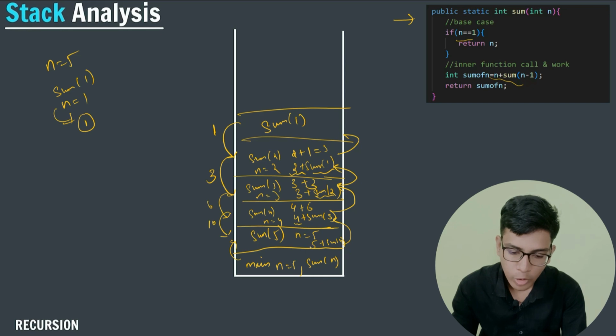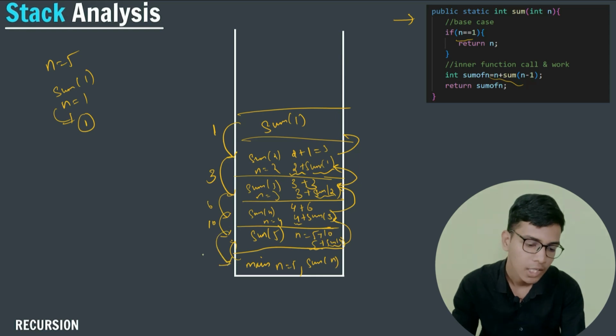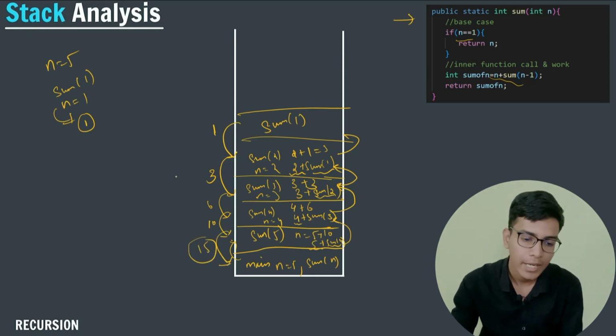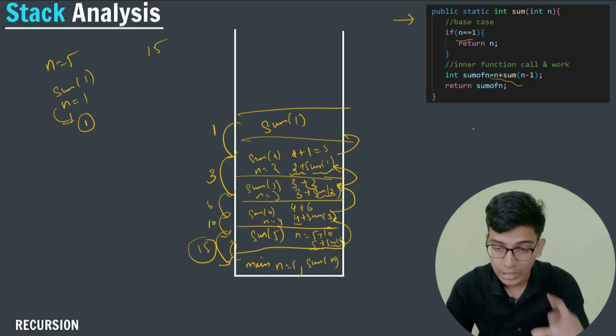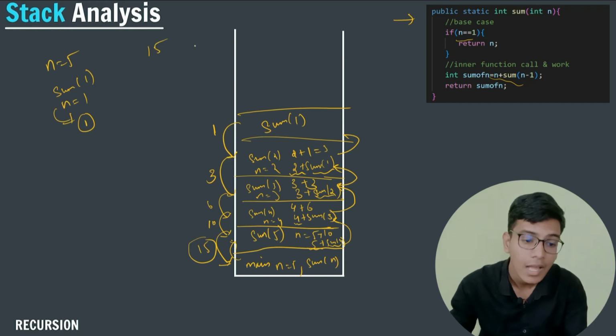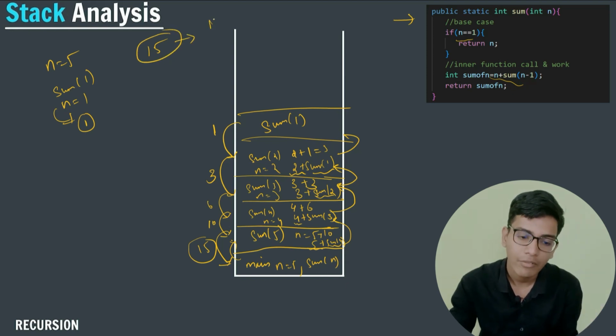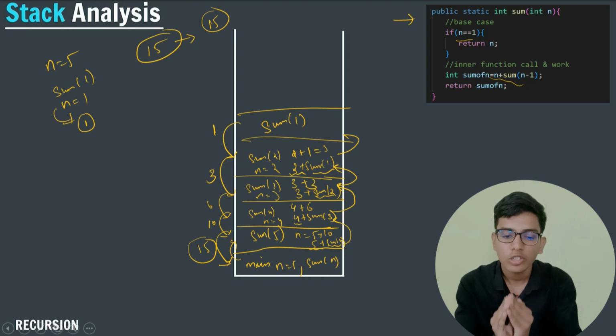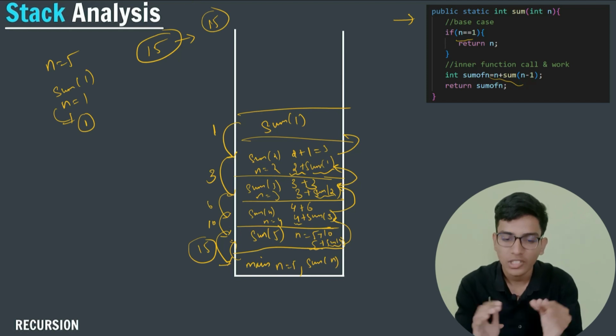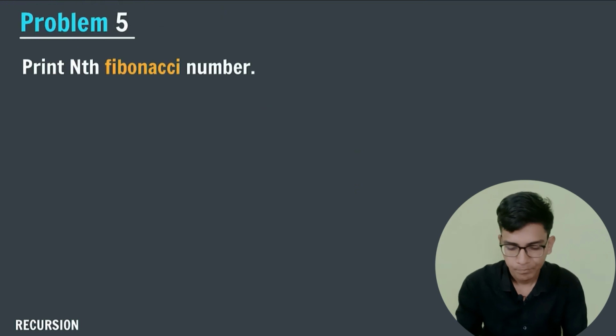After that I am going to calculate the n value, that is 5 plus 10, so this will give me 15. So I will return 15 to my main program, where you can see that I am printing the returned value, whatever the function has returned me. So I am printing 15 to my user. So this is how stack calls take place for the sum of n natural numbers.